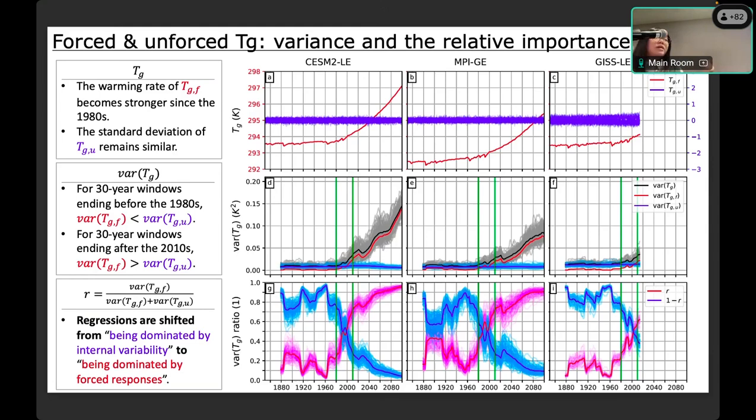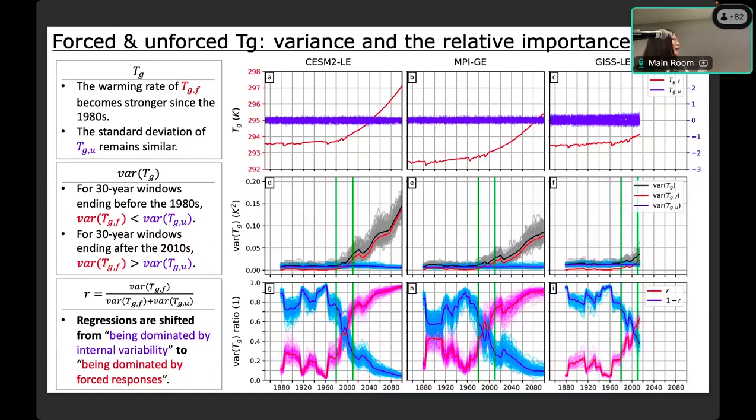The first green line represents the window 50s to 80s, and the second green line represents the window 80s to 10s. And you can see that before the first green line, the variance from the unforced global warming temperature is larger than the forced part. But after the second green line, it switches: the variance of the forced part of global warming temperature is larger than the unforced part. If we think of this as relative magnitudes, which is the bottom row, that would be easier to read. And that R we can use to determine the relative weighting between the two in the previous slide.